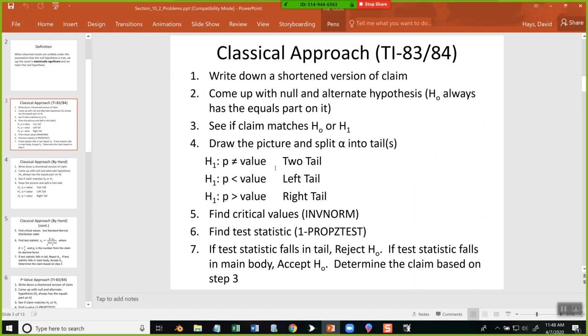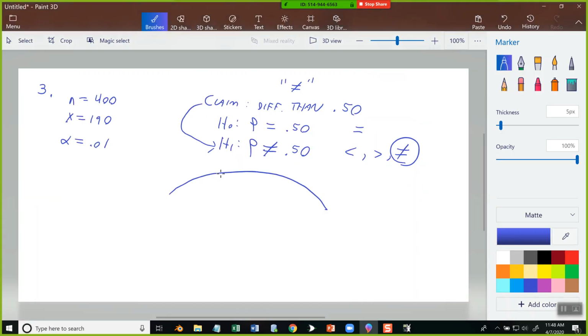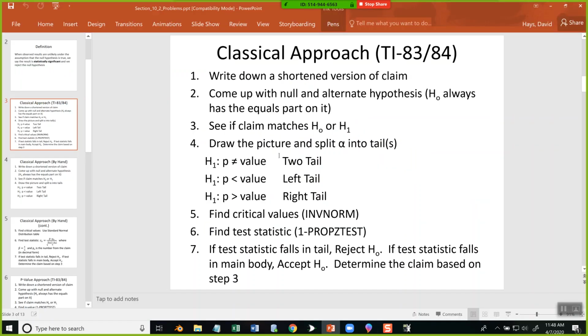Step 4, draw the picture. Not equal to on H1 says we're going to have 2 tails. So we got 2 tails. Specifically, each one of those is a critical value. Step 4, draw the picture and split alpha into the tails.